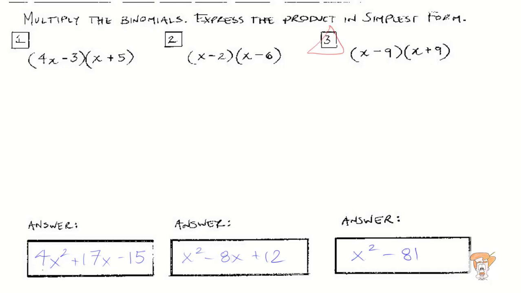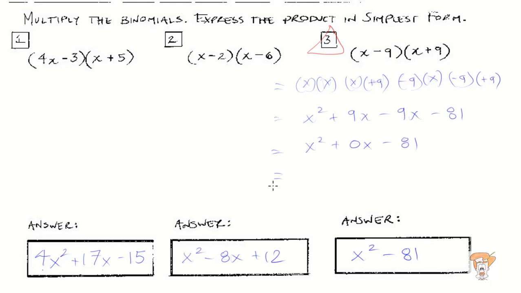Let's review the process to determine the product of the 2 binomials for number 3. The first term in the first binomial is multiplied by each term in the second binomial, and the second term in the first binomial is multiplied by each term in the second binomial. The sum of 9x and minus 9x is 0x, and 0 times anything is 0, so we can rewrite this as x squared minus 81.